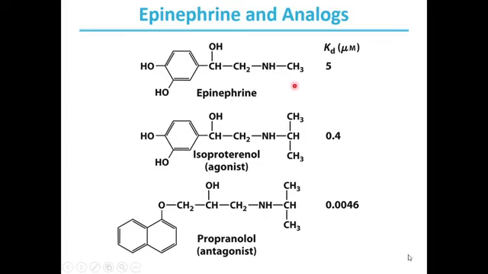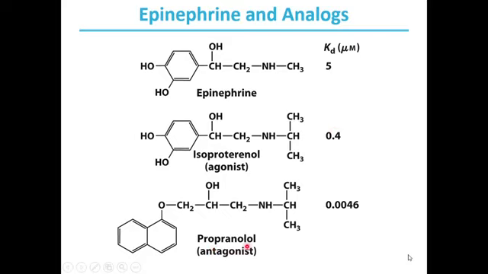The affinity of this compound to its receptor is expressed as a dissociation constant for the adrenergic neuron receptor ligand complex. Two other molecules are shown here, and both of these are synthetic analogs of epinephrine. Isoproterenol is an agonist, which means that this particular molecule has a higher binding as compared to epinephrine towards adrenergic neurons.